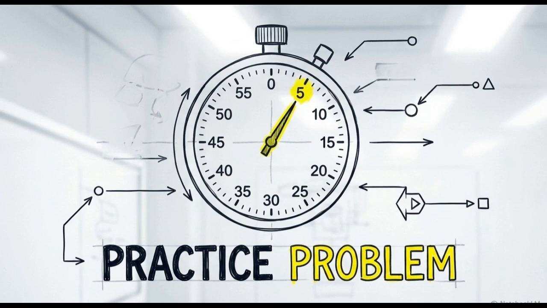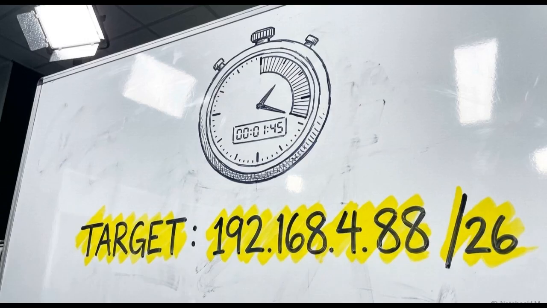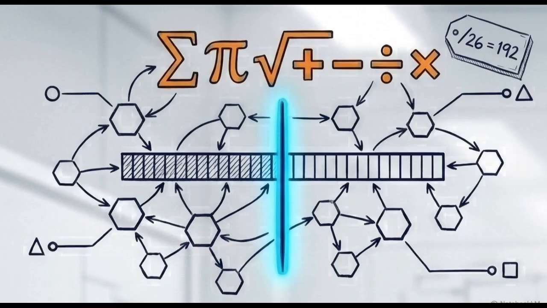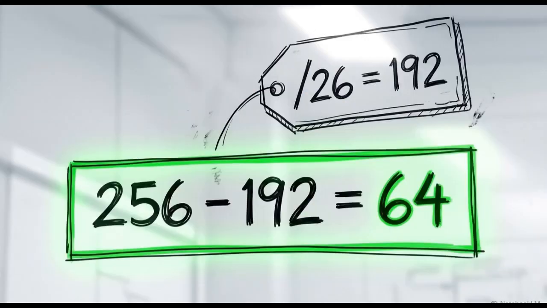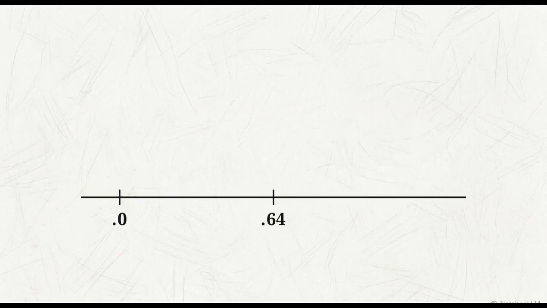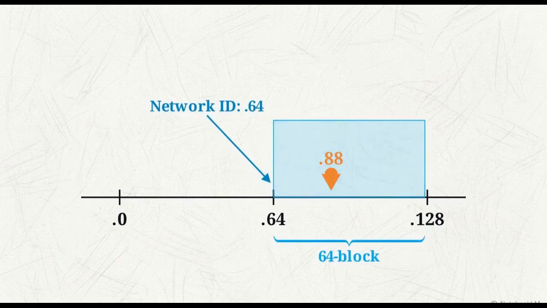Pause the video and use the magic number to find the network ID and broadcast address for 192.168.4.88 with a /26. Here's the solution. A /26 translates to a mask value of 192. Subtracting 192 from 256 gives us a magic number of 64. Counting by increments of 64 gives us 0, 64, and 128. Because 88 falls in the 64 block, the network ID is .64 and the broadcast is .127.